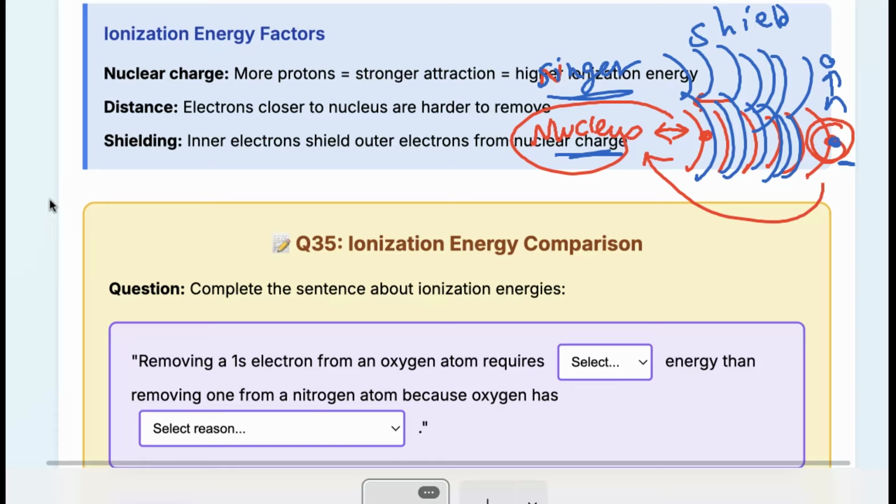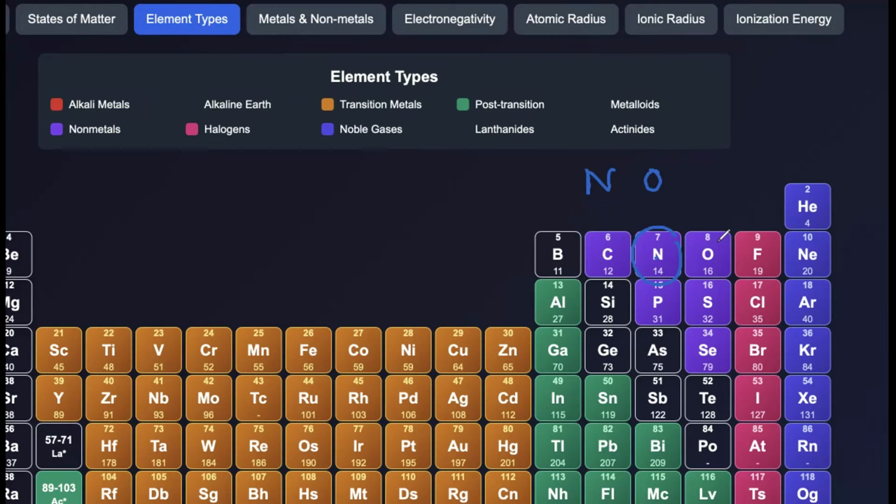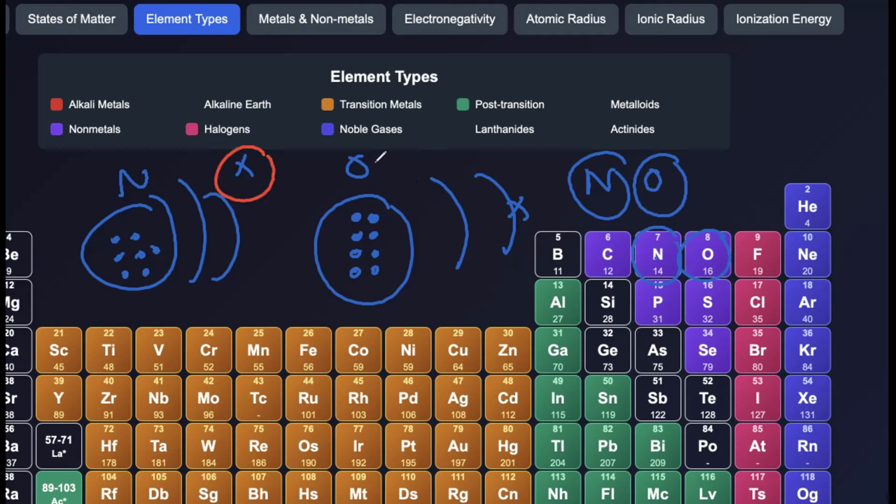The question is asking to compare oxygen and nitrogen. Actually, oxygen and nitrogen is an exception. I know that oxygen and nitrogen are in the same period in the periodic table. The nitrogen is here, and oxygen here. The nitrogen has fewer protons than the oxygen. So oxygen is supposed to have more attraction for the electrons because it has 8 protons, 1, 2, 3, 4, 5, 6, 7, 8, attracting the electrons outside, while the nitrogen has only 7 protons. So it's supposed that electrons can be more easily removed from the nitrogen than the oxygen.